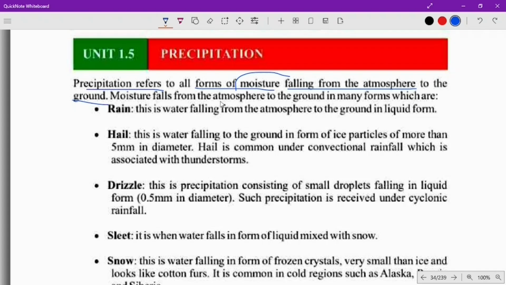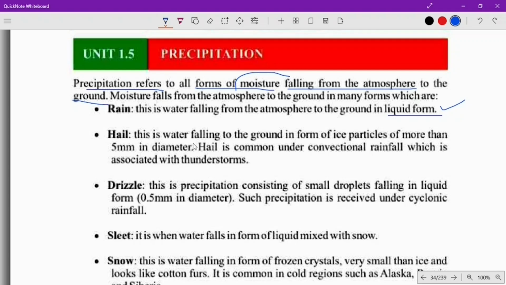Moisture falls from the atmosphere to the ground in many forms, which include the following. Number one, and which is most common, is rain. So rain is water falling from the atmosphere to the ground in liquid form. So I'm sure you are very familiar with this one and you know it very well.